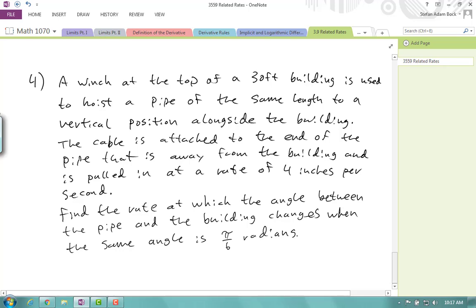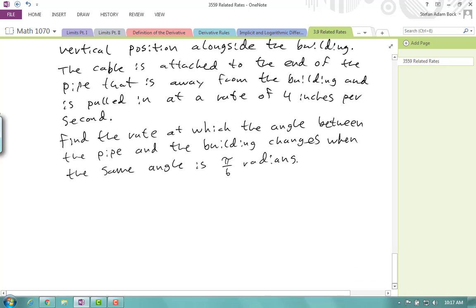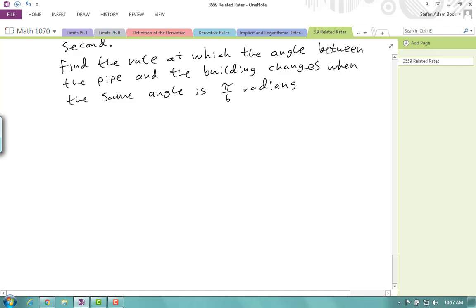So, as always, I can't do anything without a picture. So let's have a building. That's 30 feet. And there's a pipe that I'm lifting up to be alongside the building. And this pipe is connected by a cable that's being pulled in at a rate of 4 inches per second.